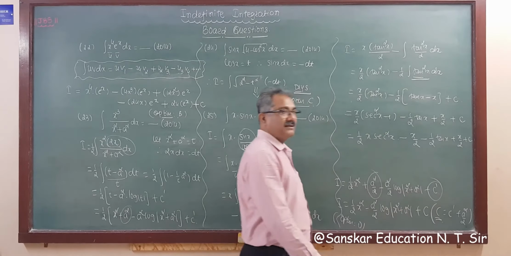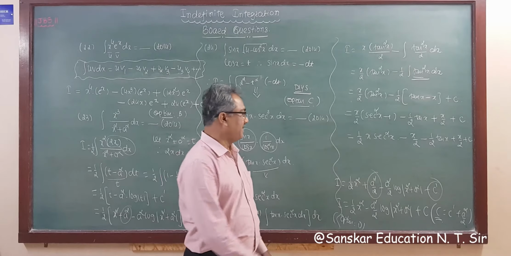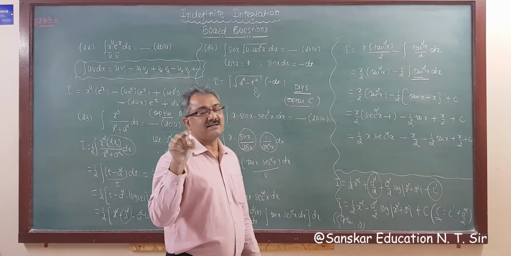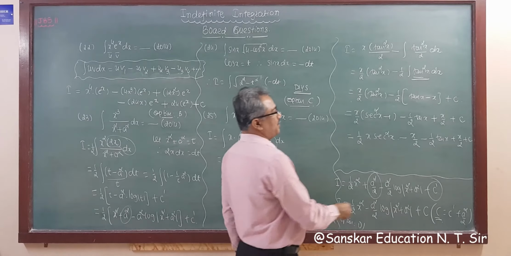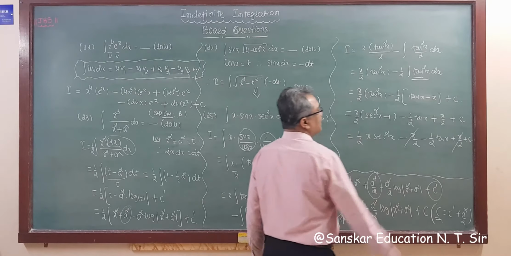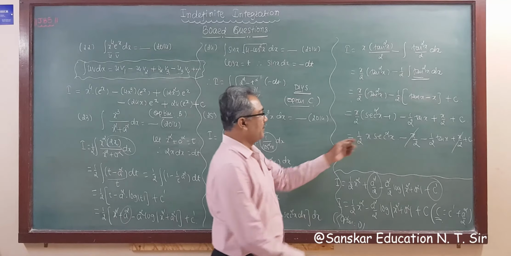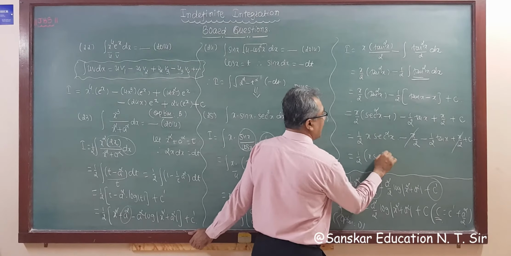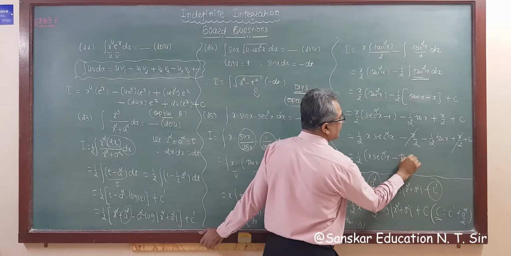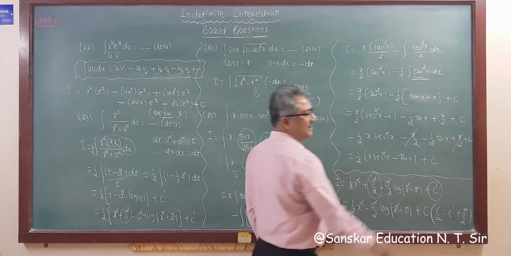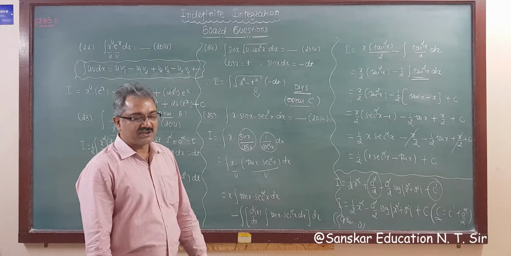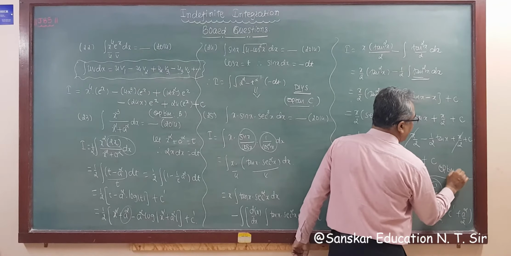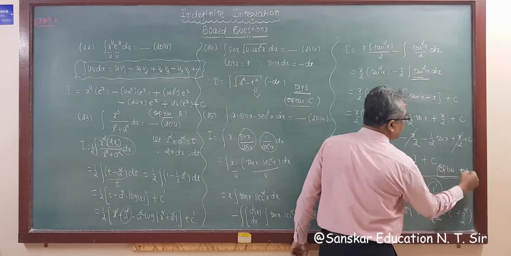See how MCQs in integration take you from here to there. According to the given answer, you have to simplify, right? So now this x by 2 and this x by 2 will cancel. So you will get, if we take half common, x sec squared x minus tan x plus c, right? That is option A, your correct answer. So option A is your correct answer, right?